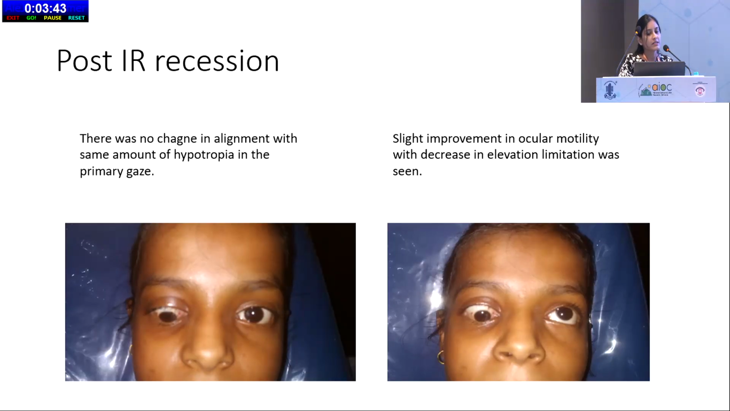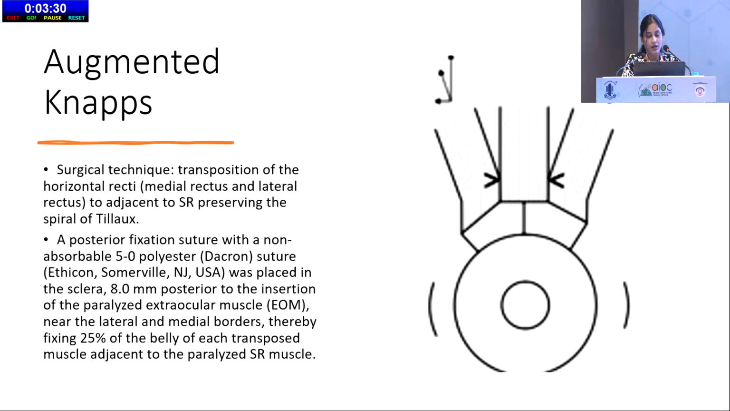So post IR recession, there was no change in hypotropia. The patient remained the same in the primary gaze. However, there was slight improvement in the elevation of the right eye. Then the second surgery, that is augmented NAPS, was done. That is transposition of the horizontal recti adjacent to the superior rectus, preserving the spiral of Tillaux.